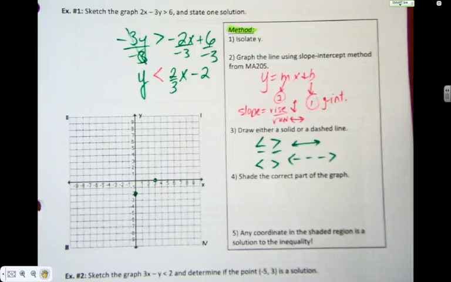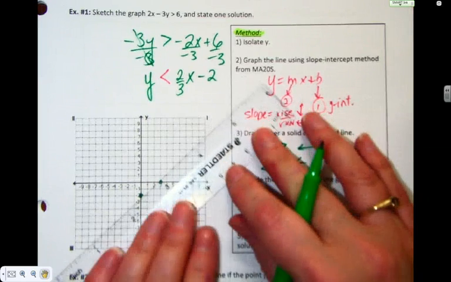So a solid line means the points on that line are part of the answer. A broken line means they are not. So that's why I said hang on joining this, because we need to go back and look at the sign. Does it have the or equal to? So we're going to draw this with a dashed line or a broken line.